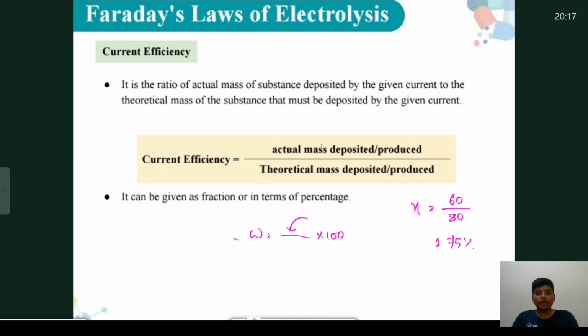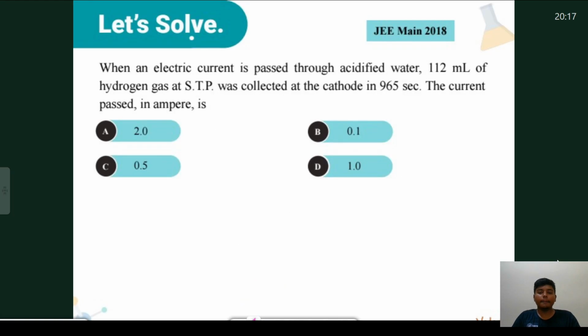Now you will ask, sir, why are we calculating by mass? Simply, Faraday told that W is directly proportional to charge and current. Yes or no? So whatever mass is deposited, the charge is also the same. Okay, go ahead. These are JEE questions, but nowadays these are previously easy JEE questions. Next day we'll do some boards questions. Go ahead.